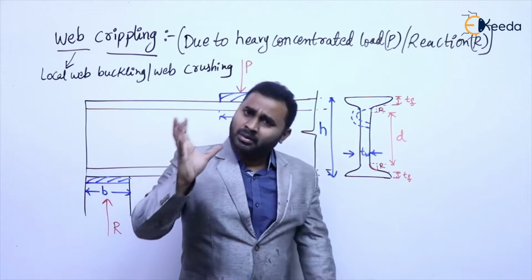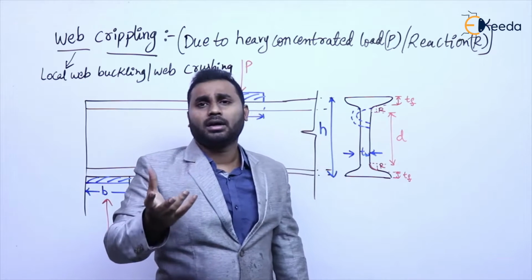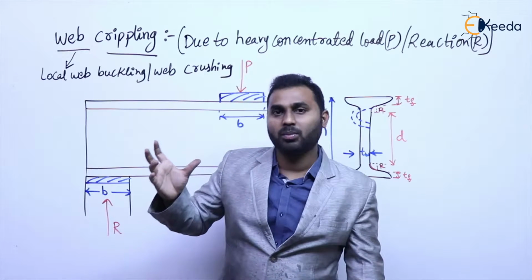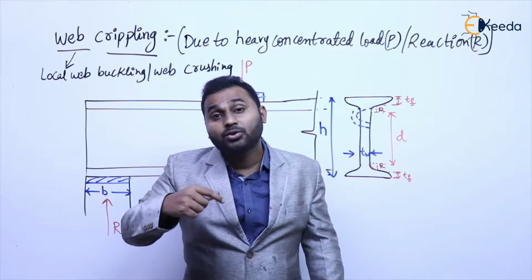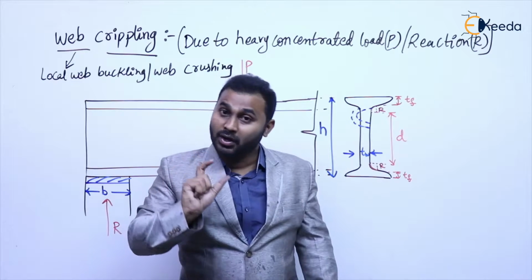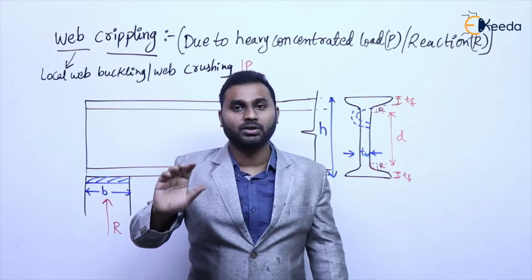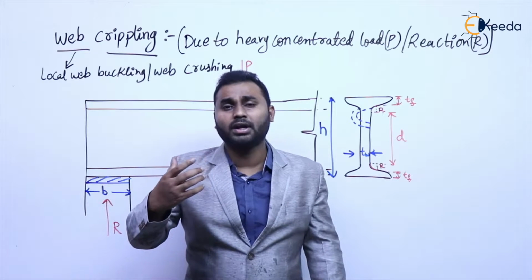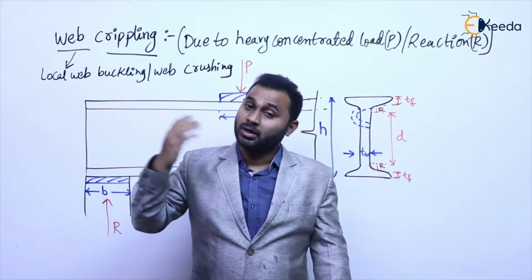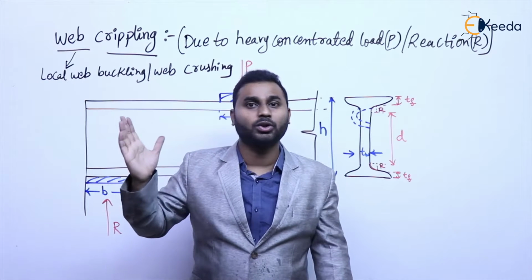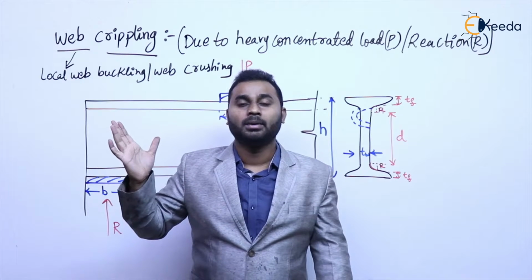So as I said, basically to prevent this web buckling or web crippling, you can say web local buckling, the area is going to be increased at the junction of the web and flange. That increase in area is known as fillet. So because of the provision of the fillet, web crippling failure mostly is going to be prevented.